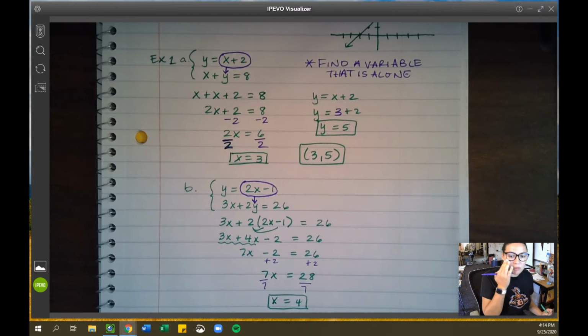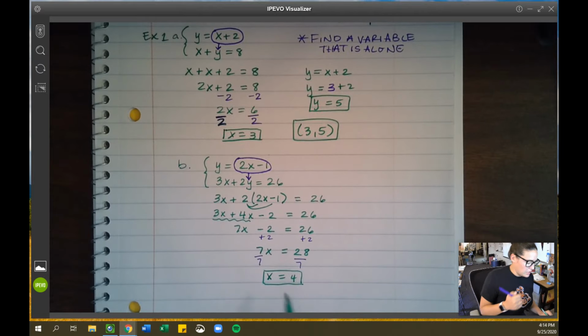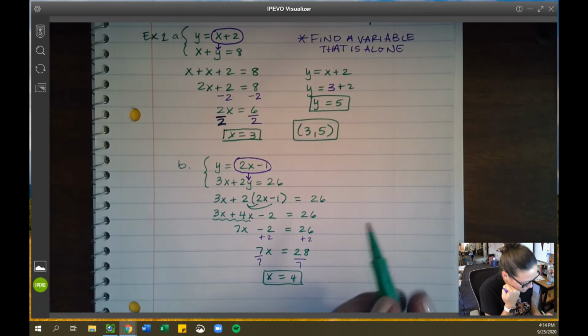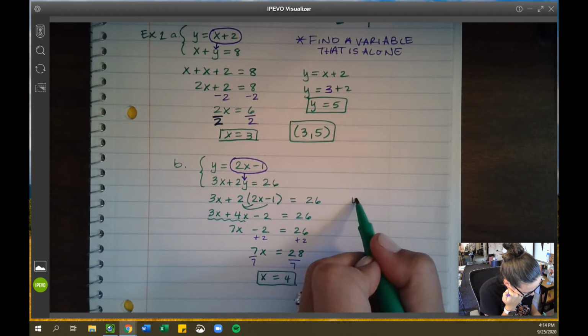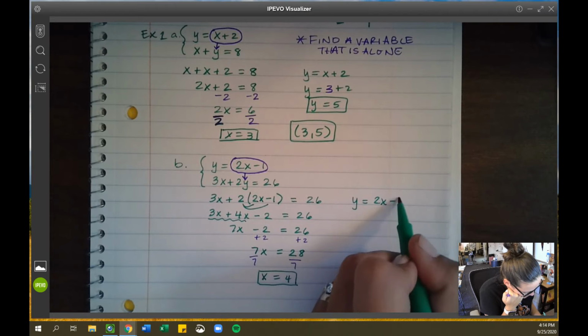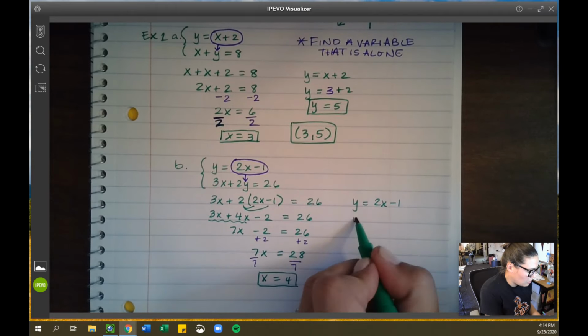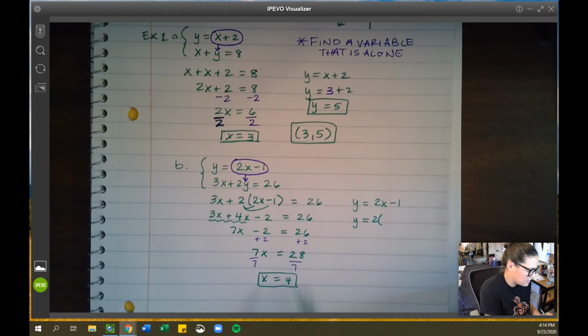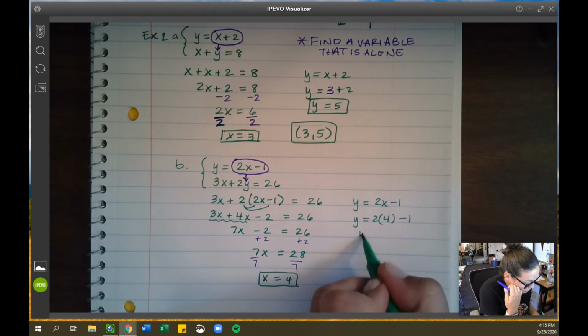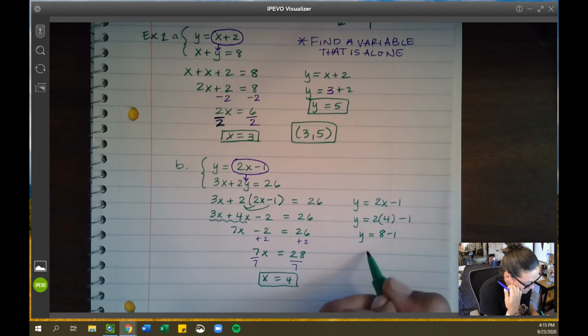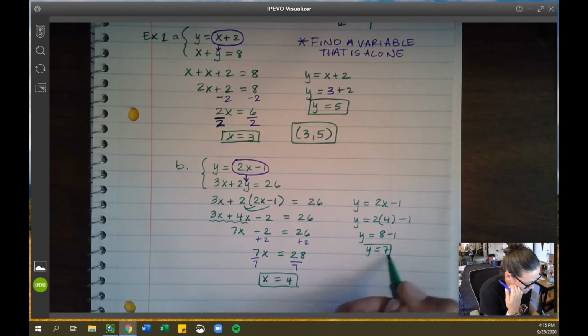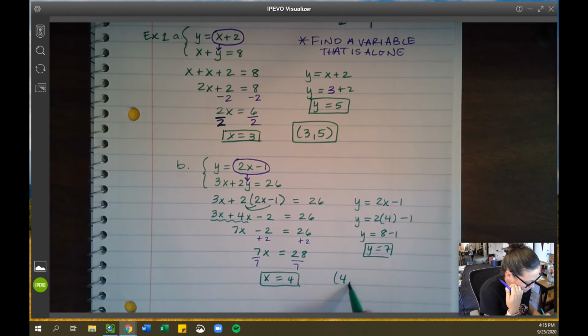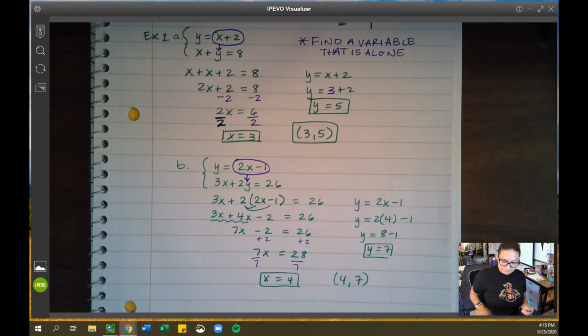Okay, what do we do now? We take that answer and we go and plug it in up here. I know that y equals 2x minus 1, but now I know that x equals 4. So what do I get? If x is 4, I get y equals 7. So my answer is (4, 7).